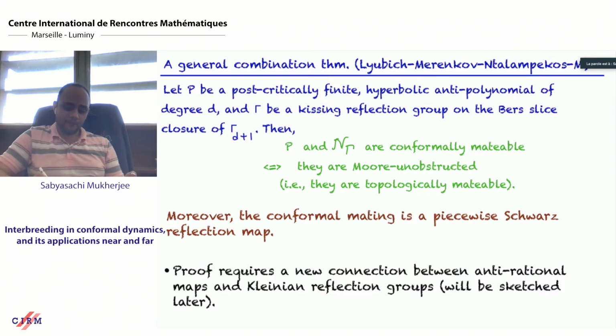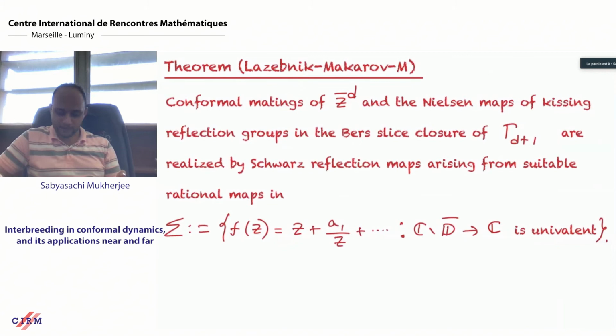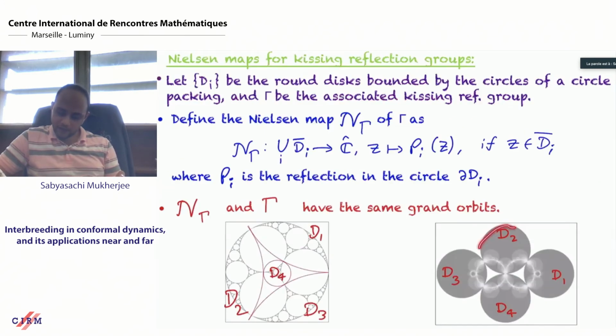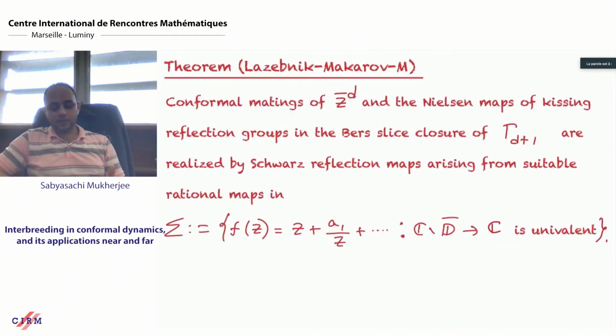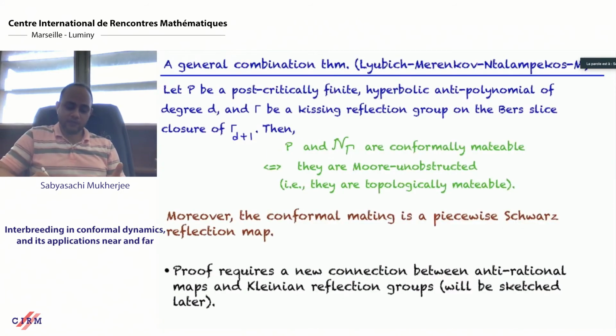In our case, P is defined on the whole filled Julia set, but what about the Nielsen map? The Nielsen map is defined on the union of these disks. In particular, it's not defined on the fundamental domain. So the Nielsen map is not defined on the filled limit set. It's only defined partially. So the topological mating of these two is not going to be a branched cover. There's no hope of applying Thurston's theorem directly in order to get a complex structure or in order to geometrize this topological gadget.